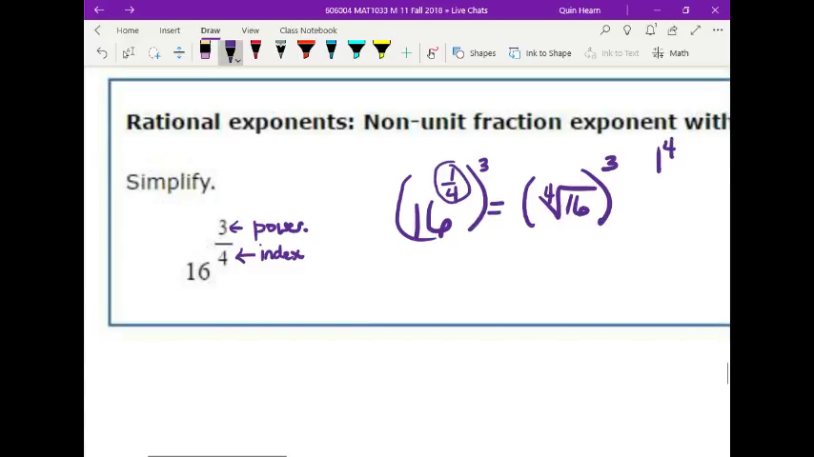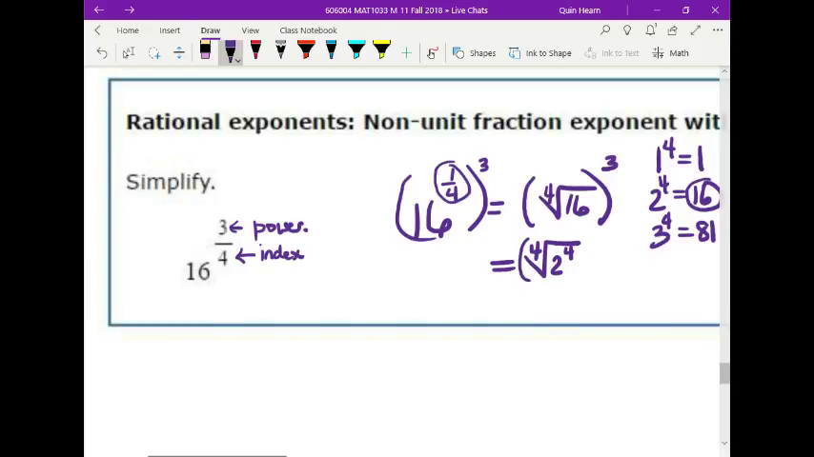So, for example, 1 to the 4th is 1, so 1 is a perfect fourth power. 2 to the 4th is 16, so 16 is a perfect fourth power. 3 to the 4th is 81, so 81 is a perfect fourth power. But we don't have to keep going, because notice that 16 was a perfect fourth power. So if you want to simplify the fourth root of 2 to the 4th, because 16 is equal to 2 to the 4th, what would that be?